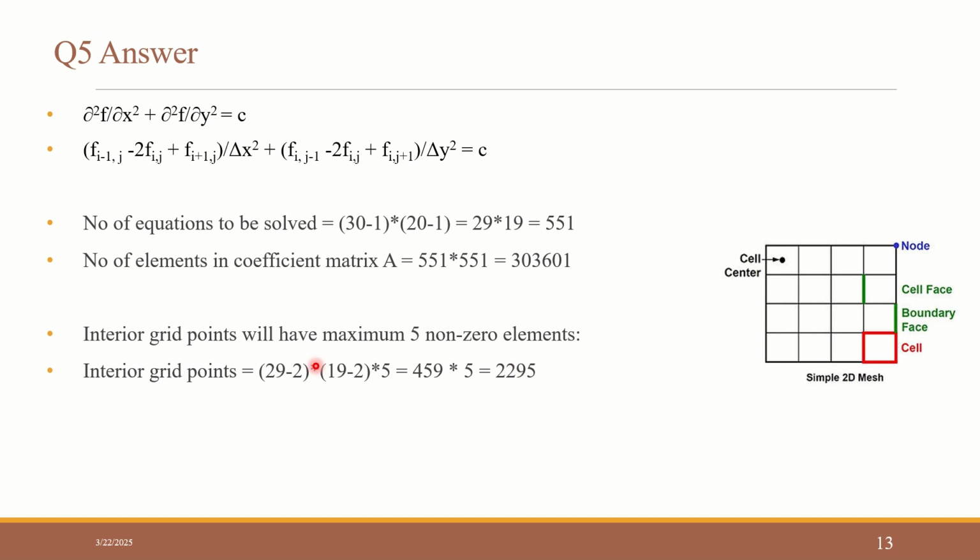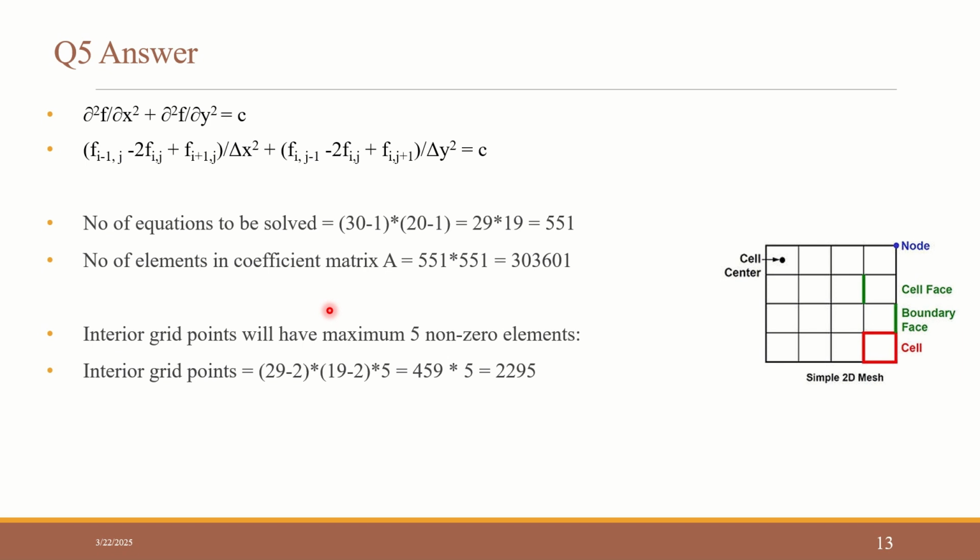Clear? Up to this I hope it is clear. So what are we doing? First we are discretizing the equation and identifying that at most the equation will have 5 non-zero elements because it is a two-dimensional domain. The total number of equations to be solved is the number of divisions minus 1 into the number of divisions minus 1 in both directions. So it is 30 minus 1 into 20 minus 1, which is 29 into 19. The total number of elements in the coefficient matrix will be the square of this because it is a square matrix. So it is 551 cross 551.